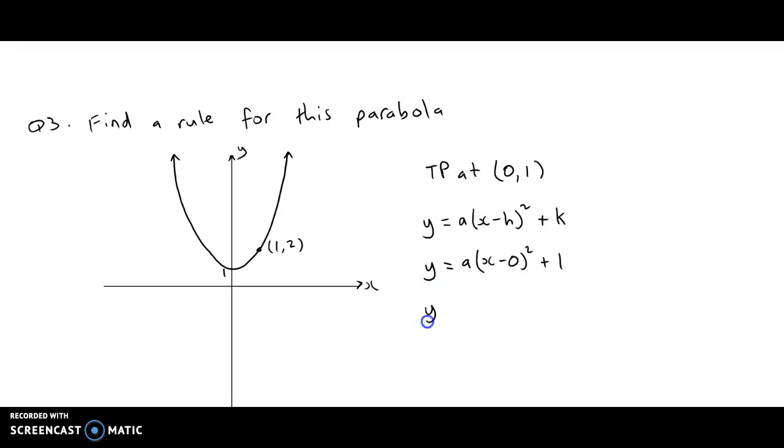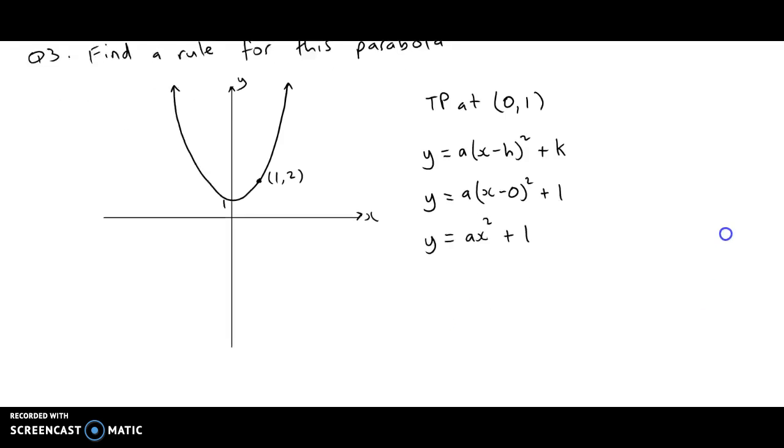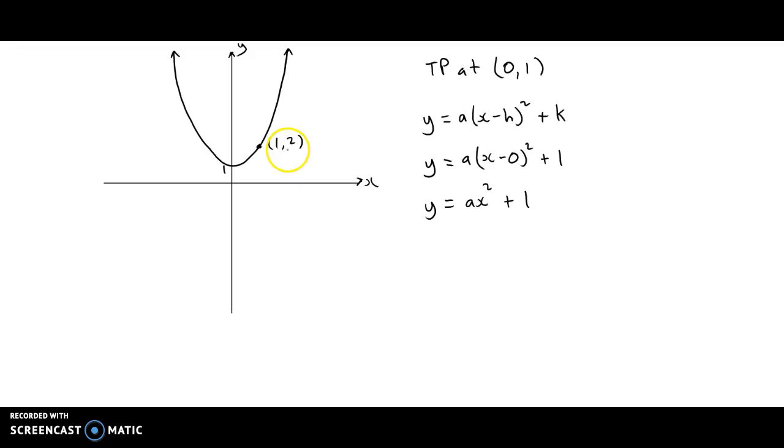We can write that again in simpler form. (x minus 0) all squared is in fact just x squared, so that will be a x squared plus 1. Now, we need to figure out what this a value is here. And to do that, we can substitute in this additional point that we've got here. So we know when x equals 1, y is equal to 2. So we can substitute that into this rule we've got here. 2 equals a times 1 squared plus 1.